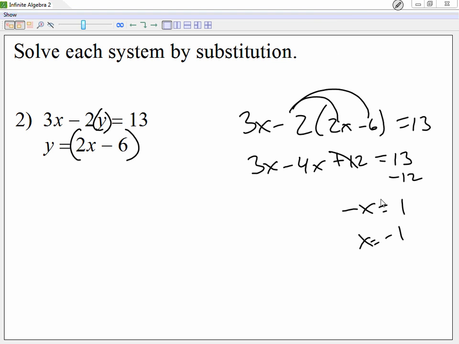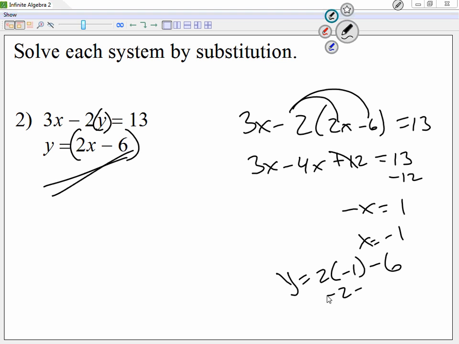Now for me to solve for y, I'm going to say y equals 2 times negative 1 minus 6. Notice I'm using y equals 2x minus 6. So that's negative 2 minus 6. So y equals negative 8. My solution will be negative 1, negative 8.